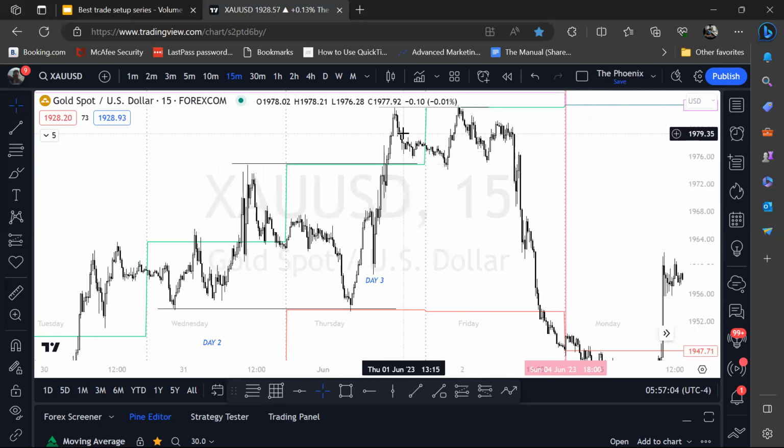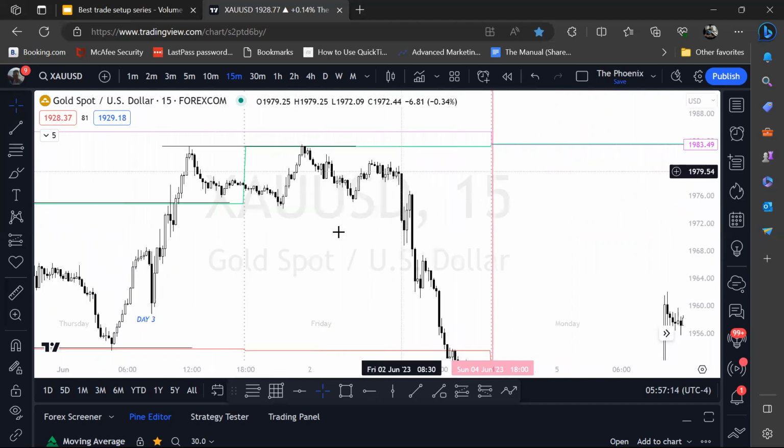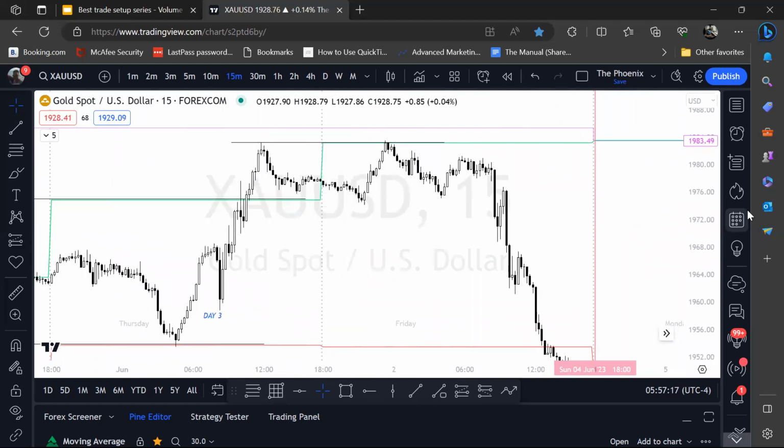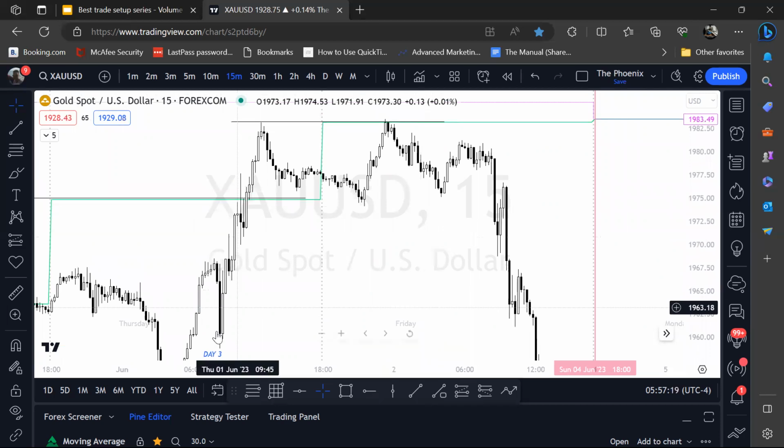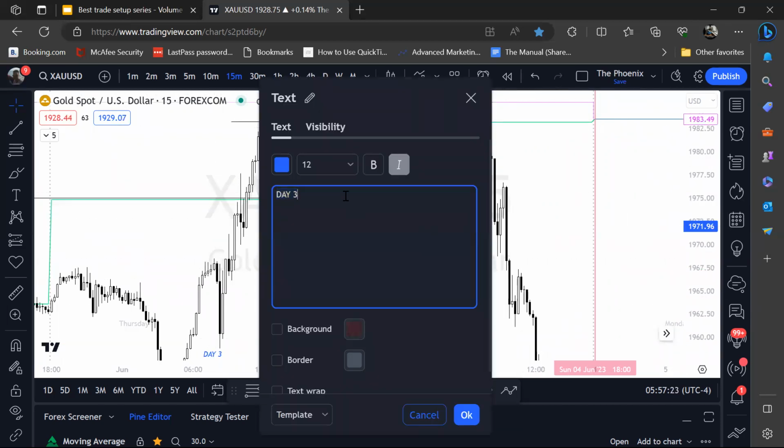And then at the high of this week, we had another basically false break where price pinned the high of the week and then closed back inside of the range. And let's see. So now we have day one. We have a new cycle. Now we have day one.